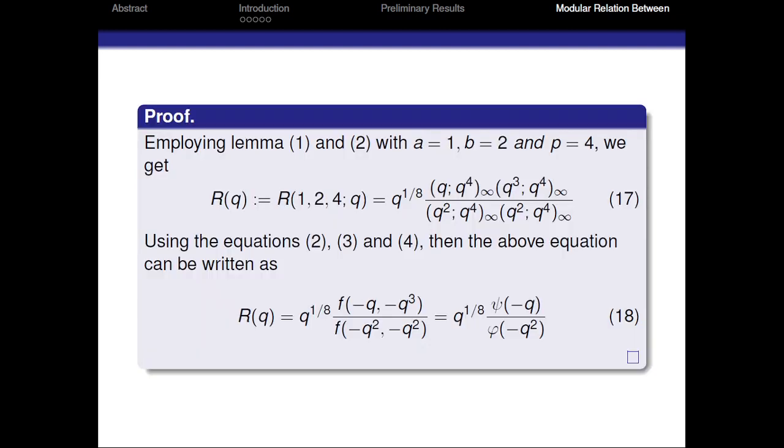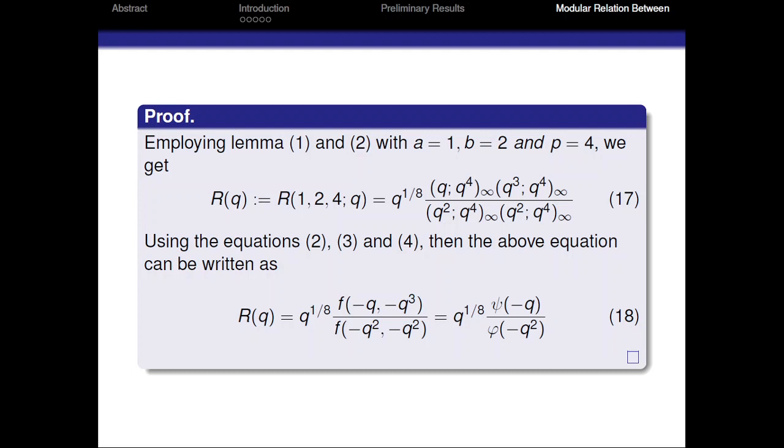In the proof of that theorem, employing lemma 1 and 2 with a is equal to 1, substituting b is equal to 2, and after taking p is equal to 4, we get r of q is equal to r of 1 comma 2 comma 4 semicolon q, which is equal to q power 1 by 2 of q semicolon q power 4 of infinity, q semicolon q power 4 of infinity, all divided by q square semicolon q power 4 of infinity into q square semicolon q power 4 infinity. That becomes equation 4.